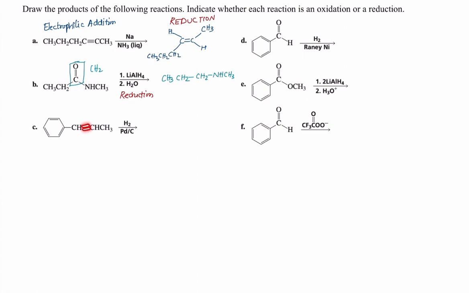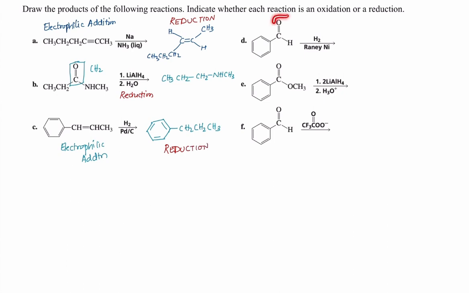In the next reaction, we have an alkene. Alkenes will undergo electrophilic addition reaction, and with hydrogen in the presence of palladium catalyst, this is going to get reduced to an alkane. Again, you are adding the 2 hydrogens across the carbon-carbon double bond. So we write down the product, propyl benzene. So this is electrophilic addition also, and since you're adding hydrogens, this is going to be reduction. Let's go on to the next reaction.